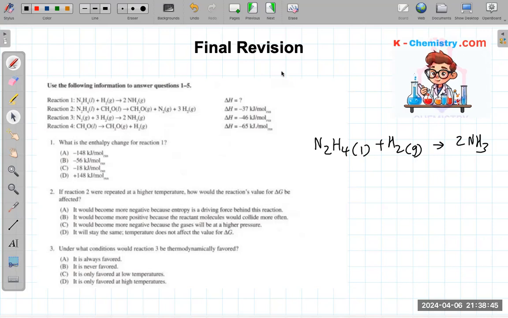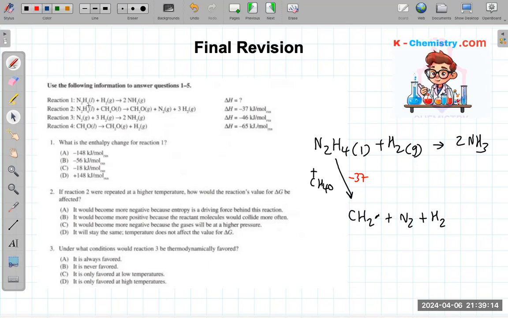Basically, depending on the cycle, N2H4 is the reaction that I need to find, and I have the other 3 reactions. I can say N2H4, if reacted with CH4O, is going to form CH2O plus N2 plus H2. So this is the first equation. I have this value. What is this value? Minus 37 kilojoule per mole.